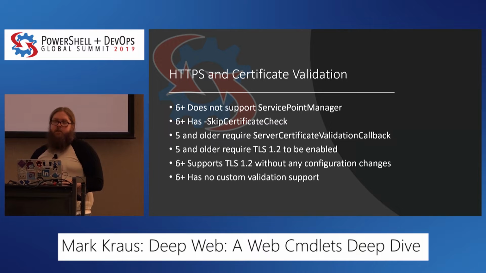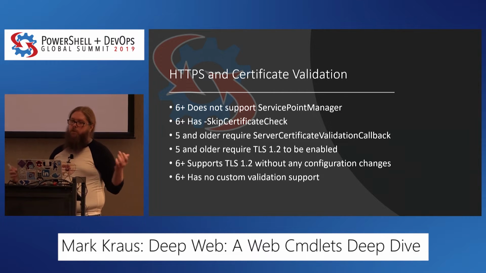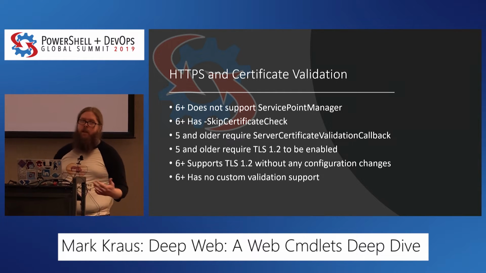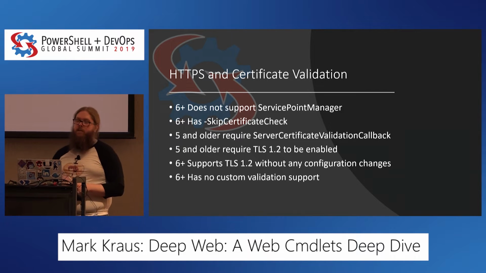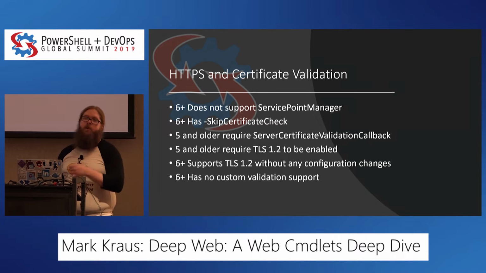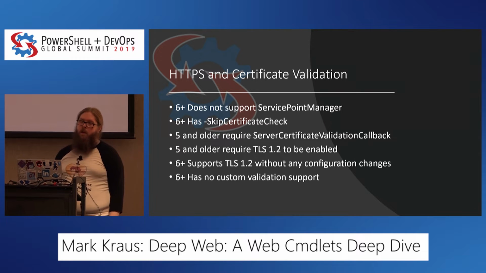So HTTPS and certificate validation is now different too. In 6+, we no longer support the ServicePointManager. If you've ever done the advanced stuff in PowerShell 5.1, which I'll show in the following demo, to set some settings on ServicePointManager to change the behavior of the web request, if you try to do that on PowerShell Core, you're going to find it completely useless because it's not even related to anything we're doing. And that included doing custom certificate validation and the ability to trust everything.